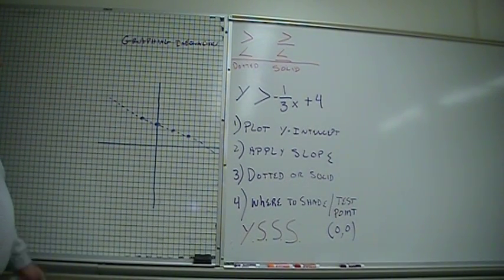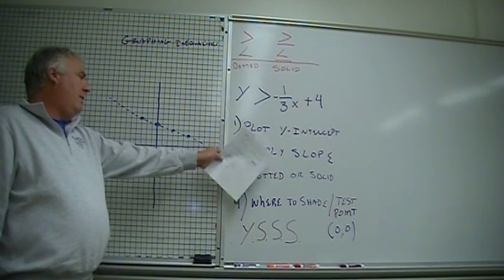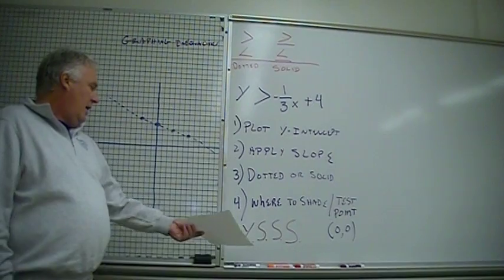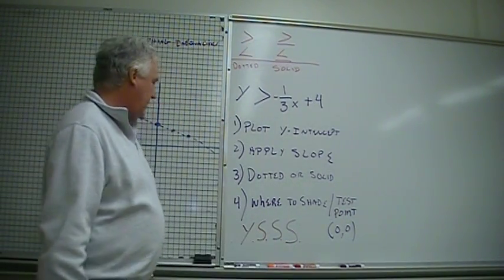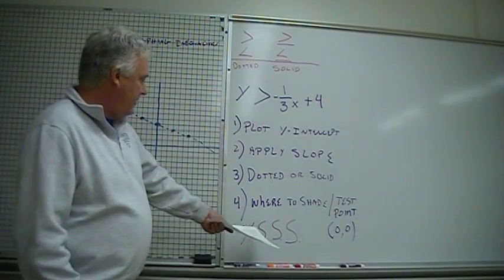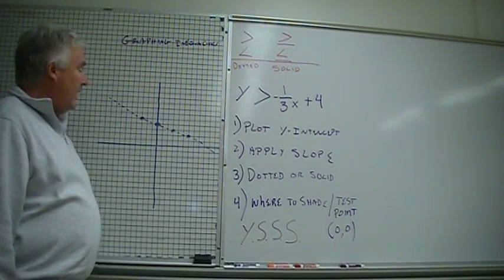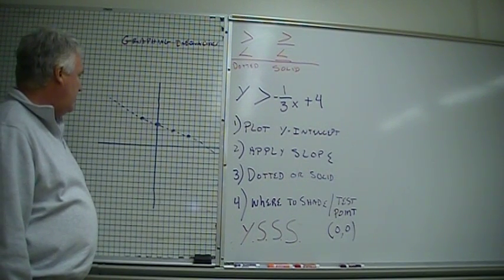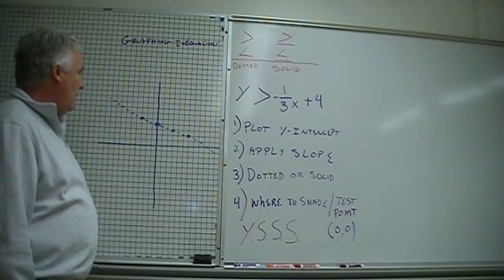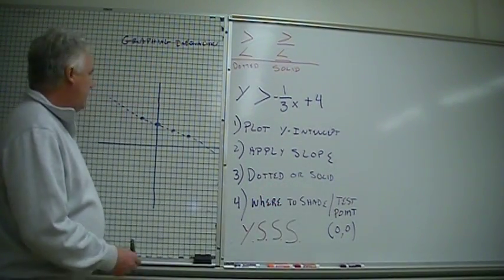Okay, so we plotted the intercept, that's our y, applied the slope, dotted or solid. One of the little acronyms I've used for this is YSSS: y-intercept, apply the slope, solid or dotted. And then the last part is which side to shade. We don't know which side to shade yet. And what we do is use a test point 0, 0.